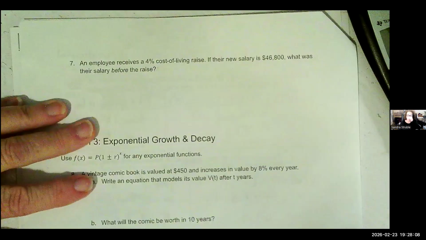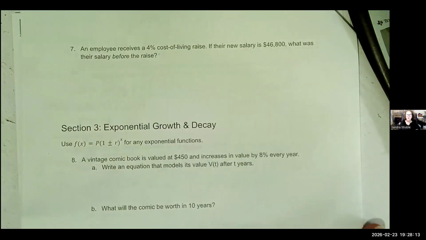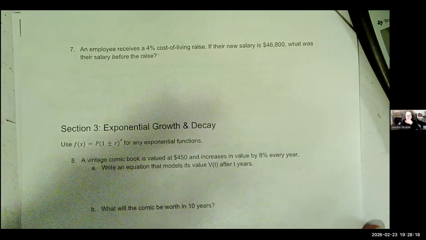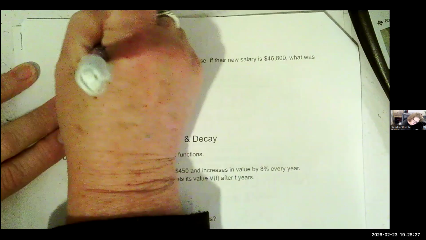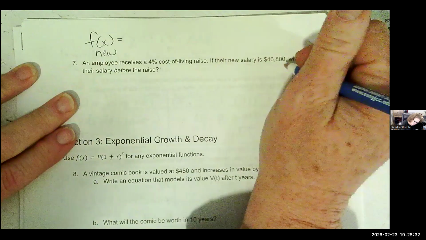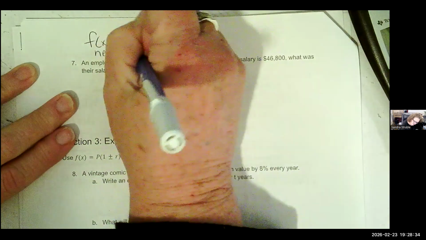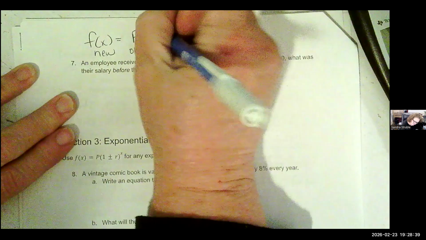All right. An employee receives a 4% cost of living raise. If their new salary is $46,800, what was their salary before the raise? This is basically the same question. Oh, no, they have a new salary. Okay, so the new salary is equal to the old salary, or initial, and then they get a raise, so it's 1 plus the rate in decimal form.